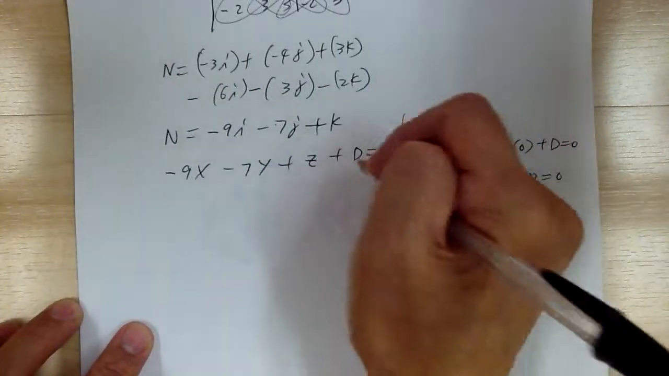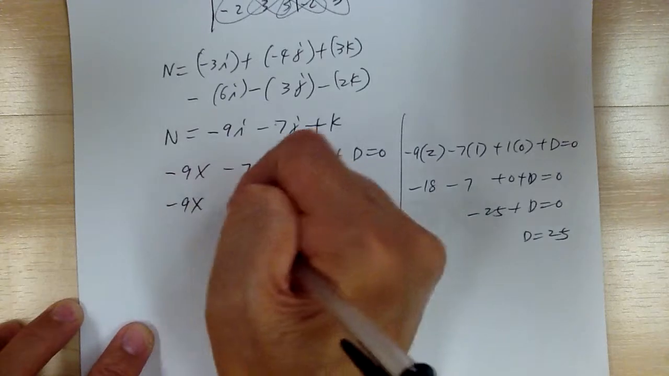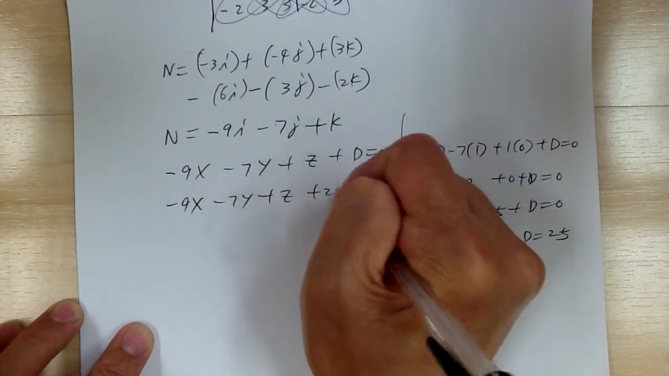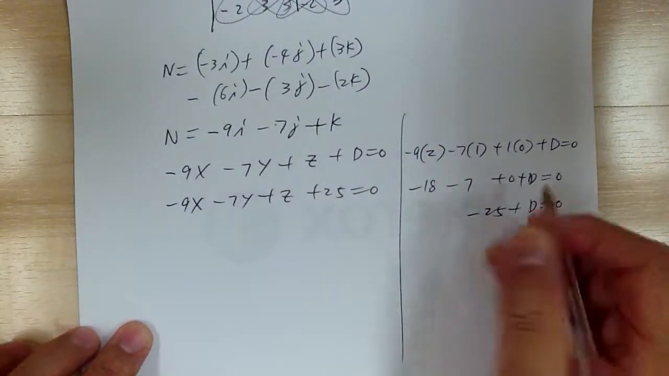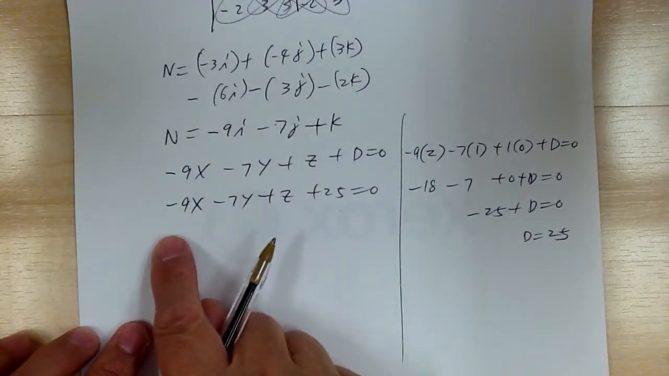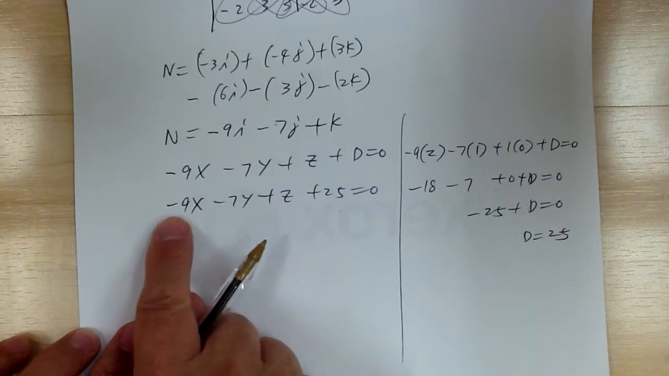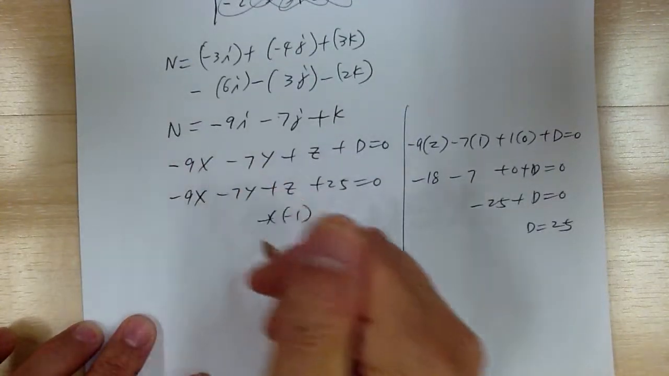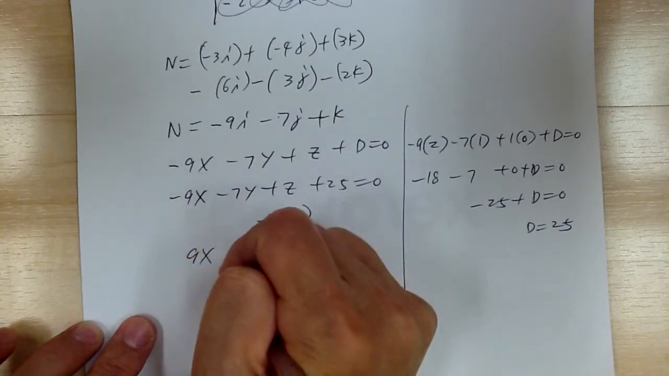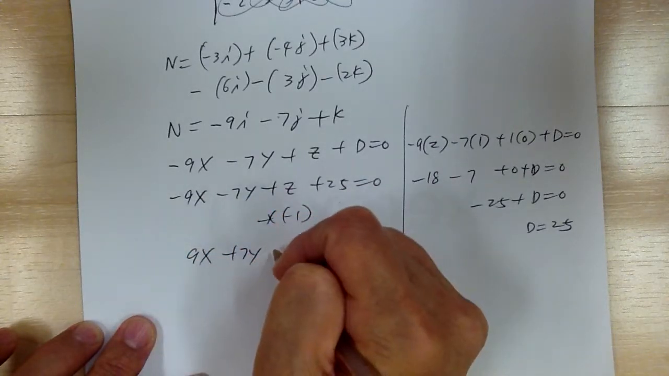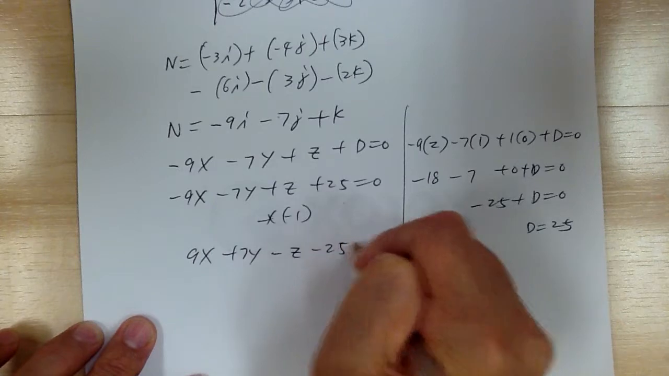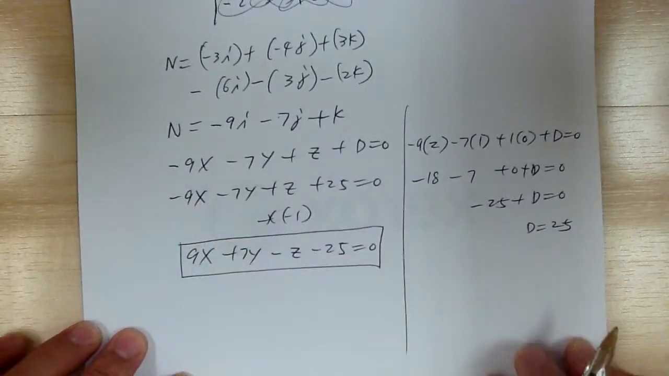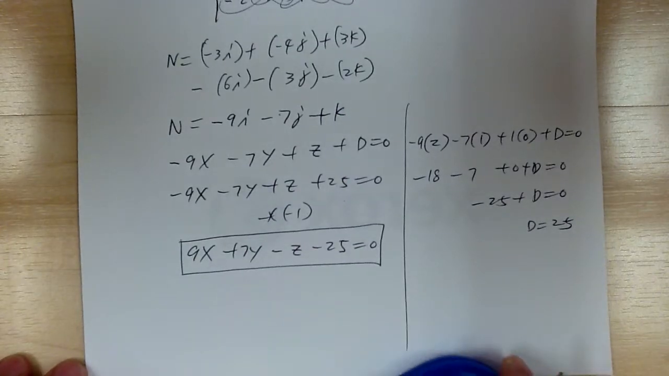Once you find d, you put it back in here. So you get negative 9x minus 7y plus z plus 25 equal to 0. But normally with the general form, you don't want to begin with a negative, so you multiply by negative 1 to get rid of the negative at the beginning. So you're going to get 9x plus 7y minus z minus 25 equal to 0. Okay, and that would be the equation of the plane.